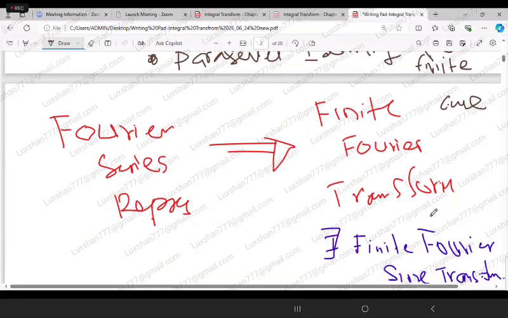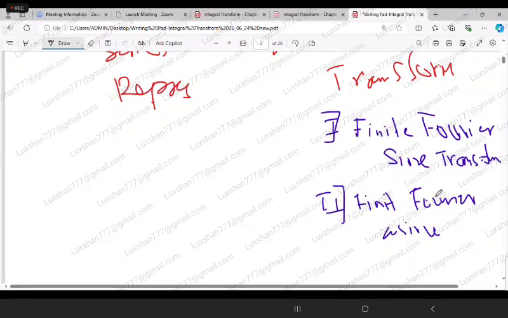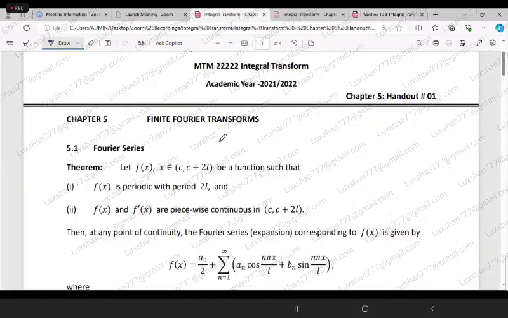After that, we study the finite Fourier sine transform and finite Fourier cosine transform, and then the application, which is solving PDEs. Then our syllabus is complete. So this is the outline. Later I will prepare a summary sheet and send it to you, because there are so many formulas. Now we'll go to our handout.